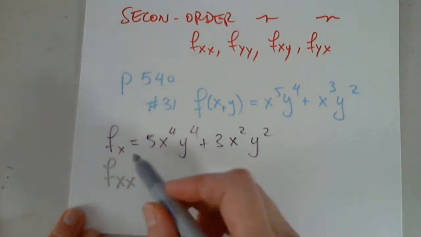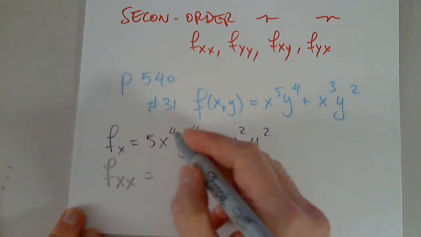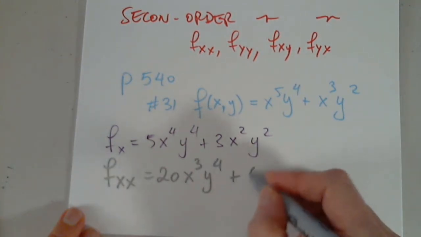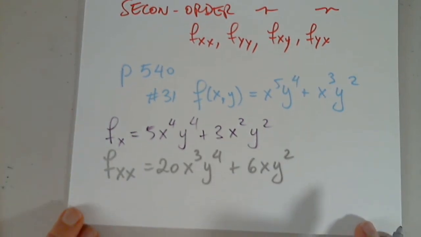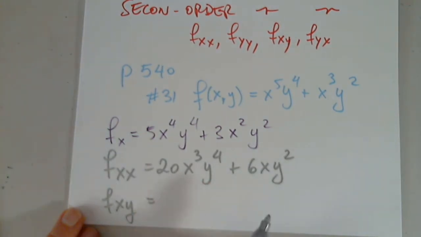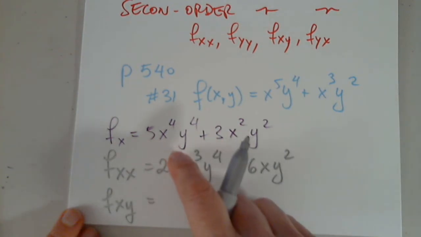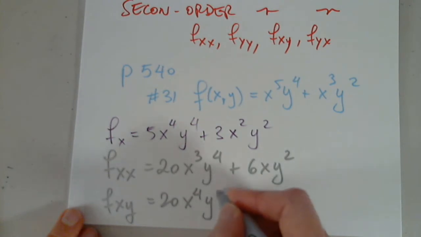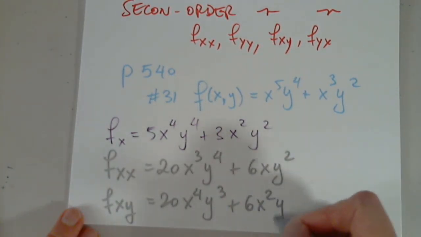Now I can determine fxx. I'm differentiating the same function with y fixed with respect to x the second time. So 20x to the third, y to the fourth, plus 6x y squared. I can also determine fxy. So now I differentiate this with respect to y, keeping x fixed. So 20 x to the fourth, y to the third, plus 6 x squared y.